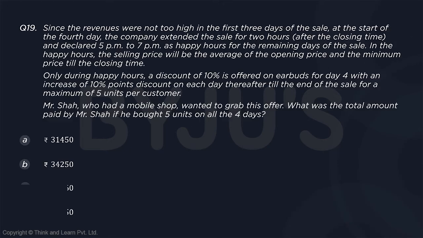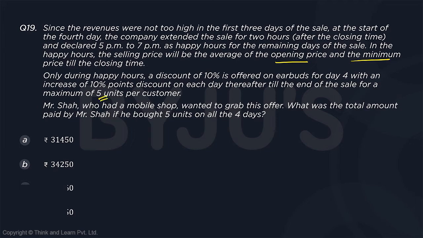Yes. The next one: since the revenues were not too high in the first 3 days of the sales, at the start of the 4th day, the company extended the sale for 2 hours as happy hours for the remaining days of the sale. In the happy hours, the selling price will be the average of the opening price and the minimum price in the closing time. So opening and minimum, that's the average. During happy hours, a discount of 10% is offered on earbuds on day 4 with an increase of 10 percentage points in discount, which means day 4 it is 10%, day 5 it is 20%, day 6 it is 30%, and so on and so forth. Up to 5 units maximum.